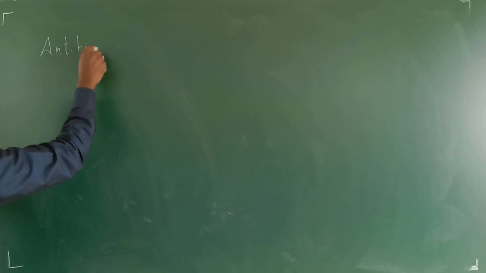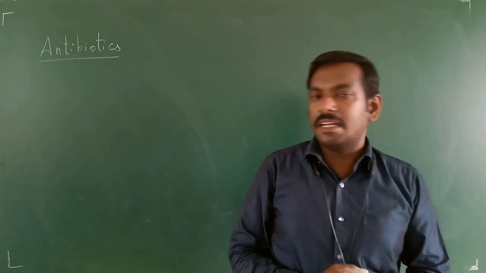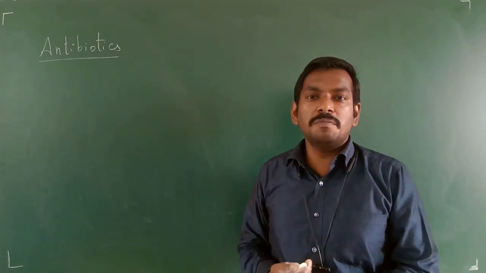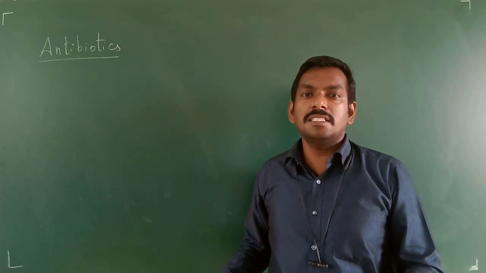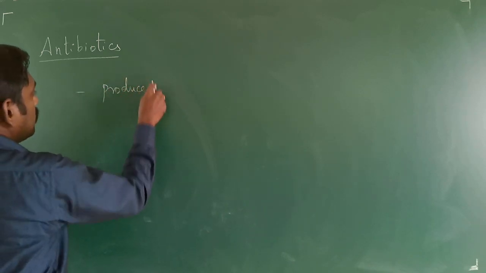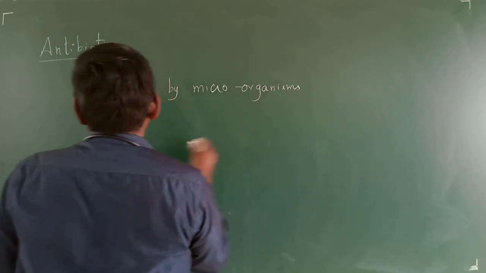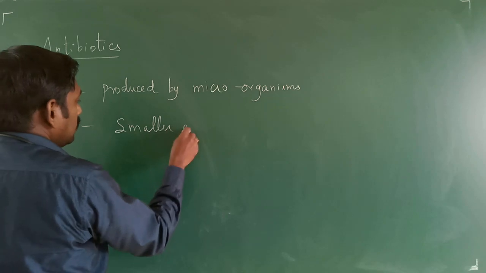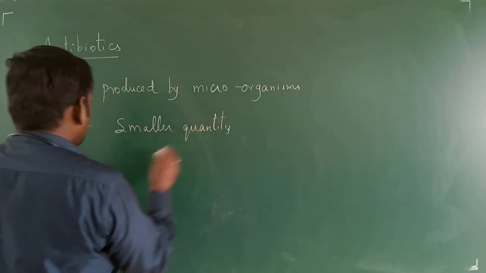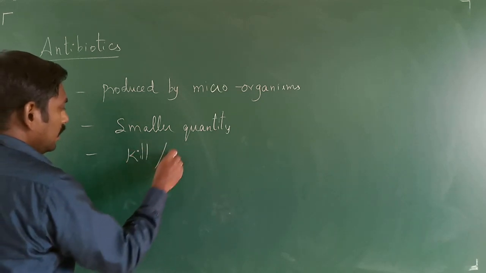Now we are going to see another important industrial use, which is called antibiotics, right? What is meant by an antibiotic? An antibiotic is a life-saving drug. Antibiotics are substances produced by microorganisms in smaller quantities, which have a tendency to kill or inhibit other pathogenic microorganisms without affecting the host.